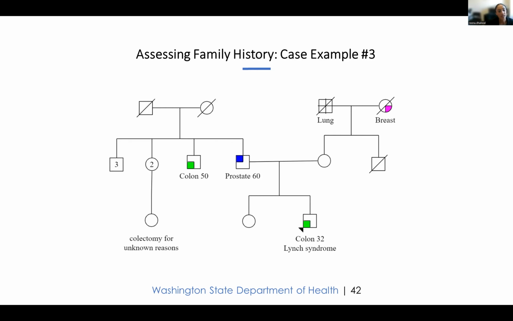And just my last case example here is reviewing a family with Lynch syndrome. Again, very textbook example of a Lynch syndrome family. 2 early onset colorectal cancers in the family, both of them with very obvious MMR deficiencies on tumor testing.